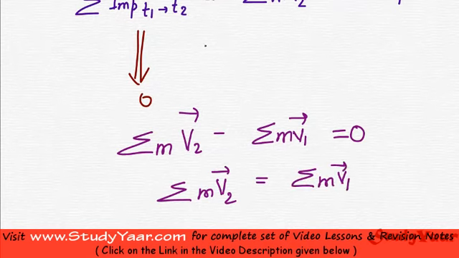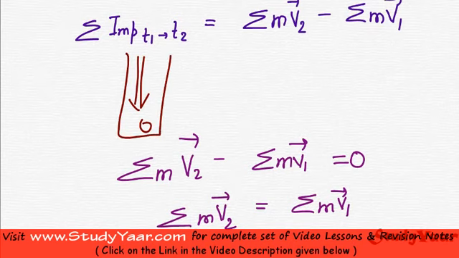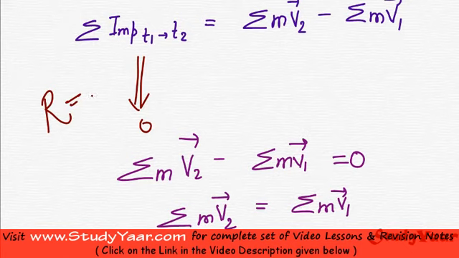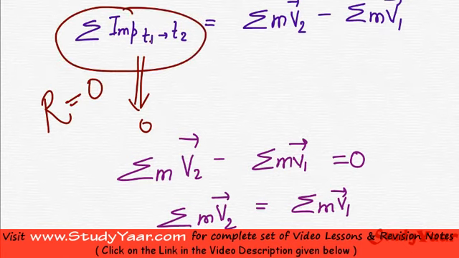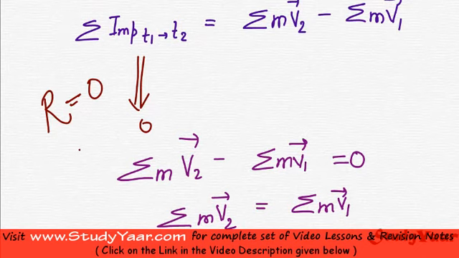So your initial momentum is equal to the final momentum when your external forces are equal to 0. If the resultant of external forces is equal to 0, then the impulse corresponding to that resultant is also going to be 0. Because what is this resultant impulse?